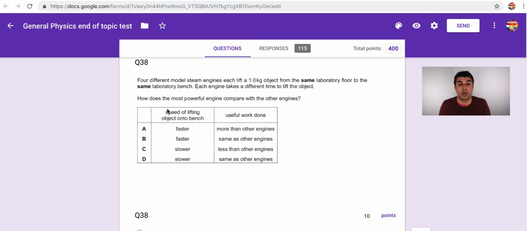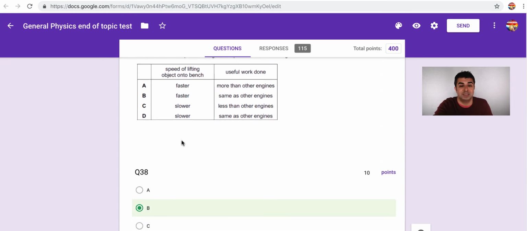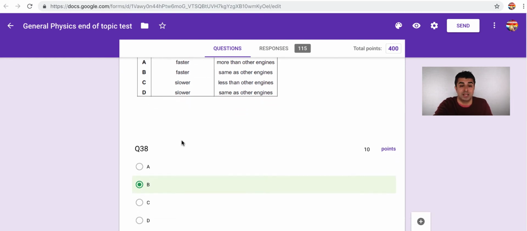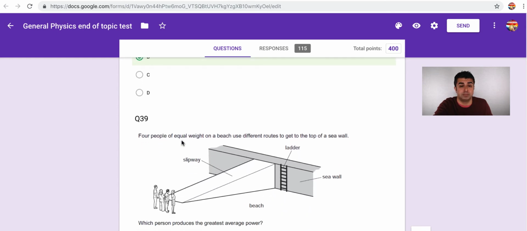Now the mass is 1, so the force is 10, because that's the weight of the object. Distance we don't know, but we know it's the same distance. And then here it's talking about whether it's faster or slower. In other words, is the time less when it's faster? And the time is longer when it's slower. So what's the answer here? Well, work done is the same, but if it's faster, then the power is greater. So the answer is B.